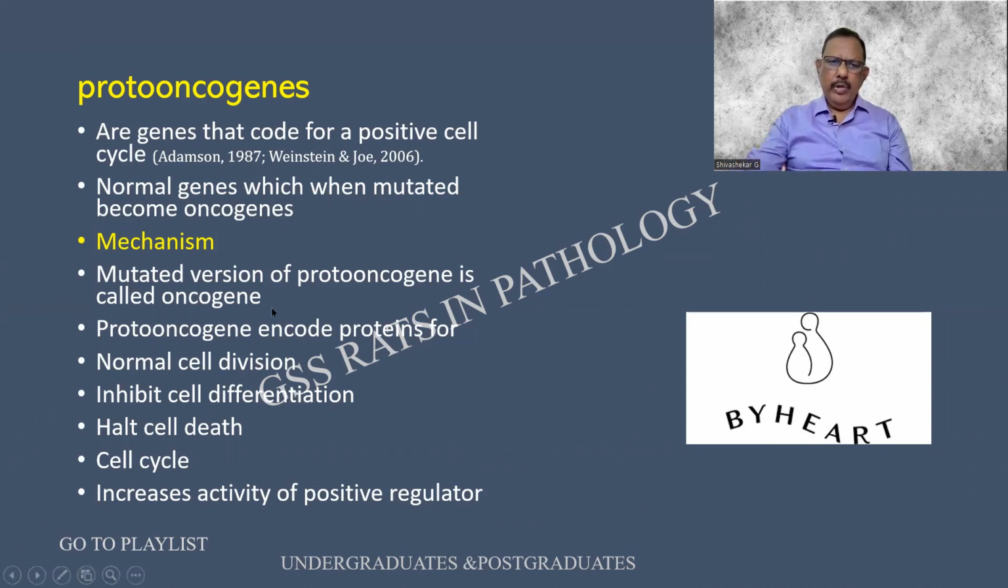The proto-oncogene encodes for normal proteins, the normal cell division. Whereas the oncogene will prevent the cell differentiation and it will halt the cell death, and it causes the cell cycle to continue. Therefore, there is an increased activity and increased chance of malignancy.